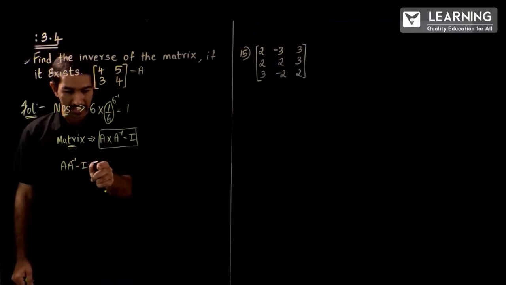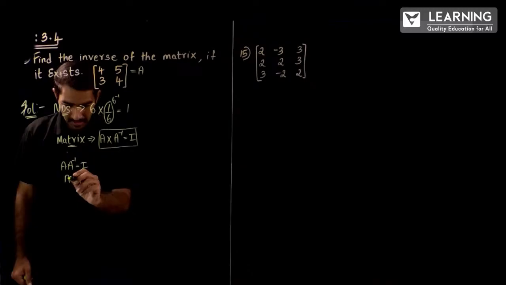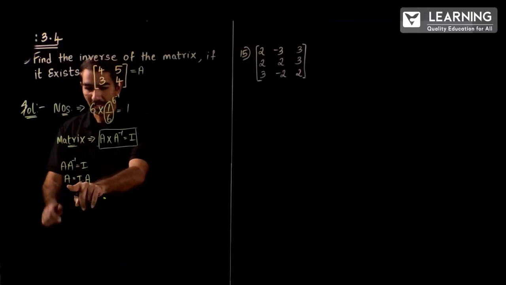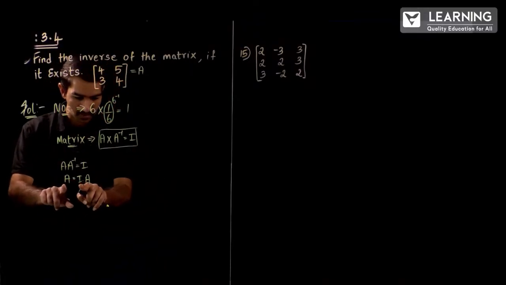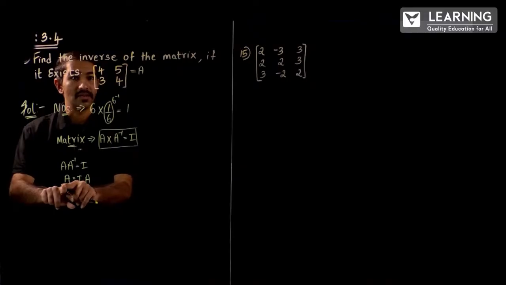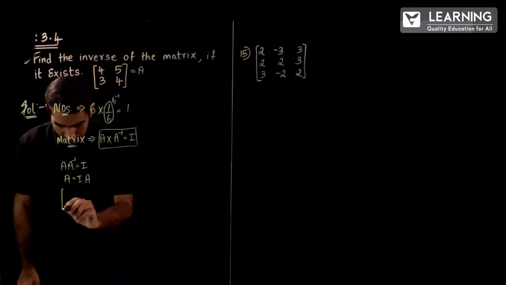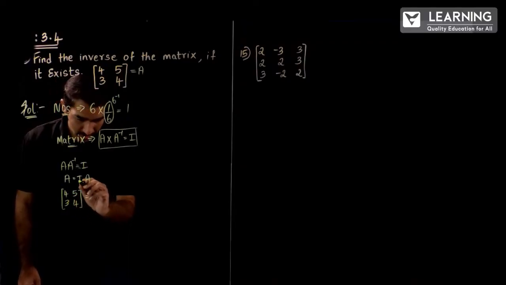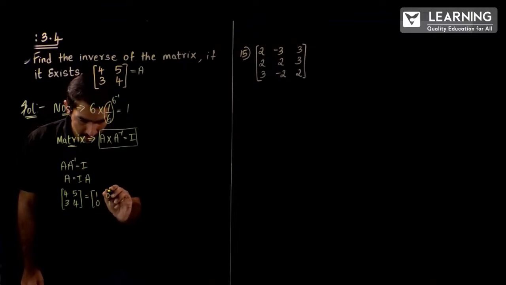Send this inverse to the right hand side. What will happen? A will be equal to I into A. Correct. So now we'll substitute for A here first, and we'll also substitute for I. What is A? 4, 5, 3, 4. And what is I here? I is 1, 0, 0, 1, identity matrix. And this A as it is.